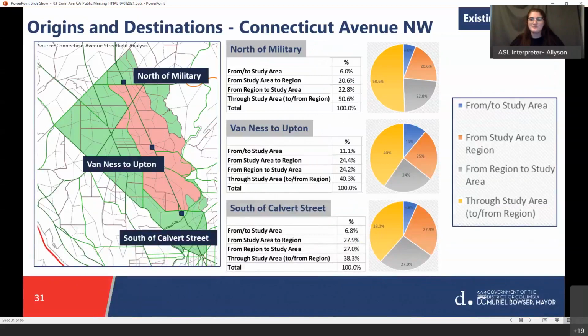This slide shows you lots of percentages, but I'll just key on one focus area, and that's through traffic. The public in many of our stakeholder meetings told us we feel like there's so much commuter traffic on the corridor. And I think our numbers bear this out. There's 40 to 50% of the traffic on Connecticut Avenue, and this is pre-COVID, is from through traffic. And when I say through traffic, I mean traffic that has neither origin or destination in the corridor. It's just pass through traffic.